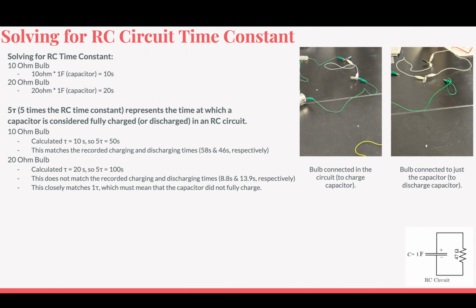The reason for this is because 5 times the RC constant typically represents the time at which a capacitor is considered fully charged or discharged in an RC circuit. So if you multiply the time constant for the 10 ohm bulb by 5t, you get 50 seconds, which matches the recorded charging and discharging times. For the 20 ohm bulb, 5t should equal 100 seconds. This does not really match the recorded charging and discharging times, but it closely matches the one time constant time, which must mean that the capacitor did not fully charge in my case.